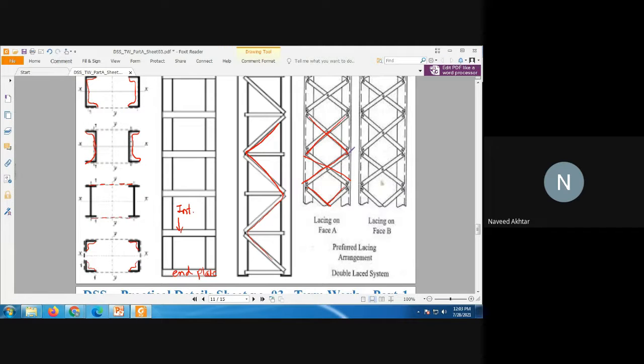If a single section is not capable of taking the column load, that is why we go for the built-up column. Built-up columns are more stable, and their permissible stress limits are increased.